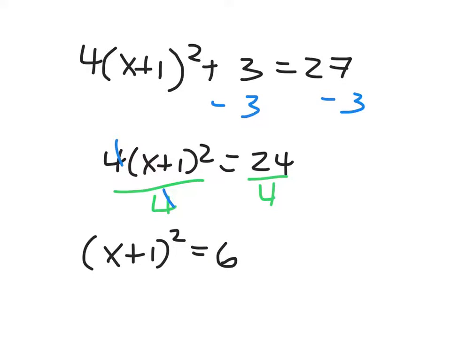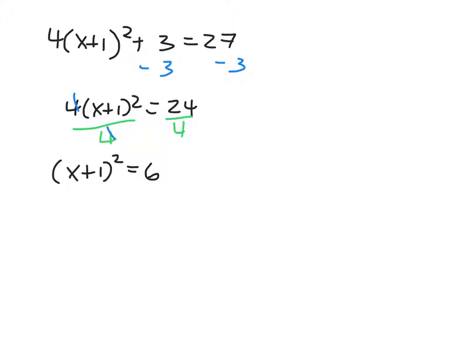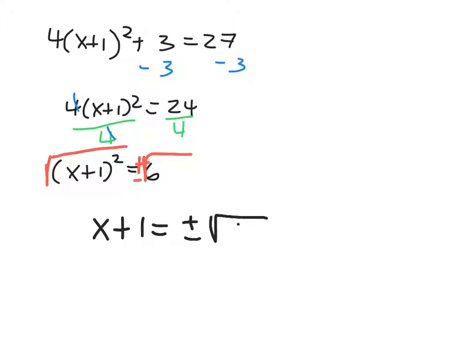So that's where we're at right now, and as we've been doing, we take the square root of both sides, don't forget the plus minus, and then we end up with x plus 1 equals plus minus the square root of 6. Now, maybe upon some investigation, you would recognize that this radical 6 cannot be simplified anymore. So we're kind of stuck with this radical 6.